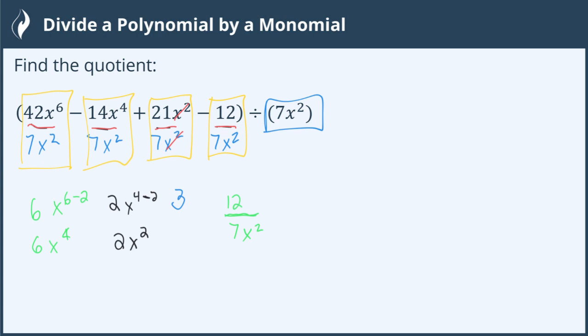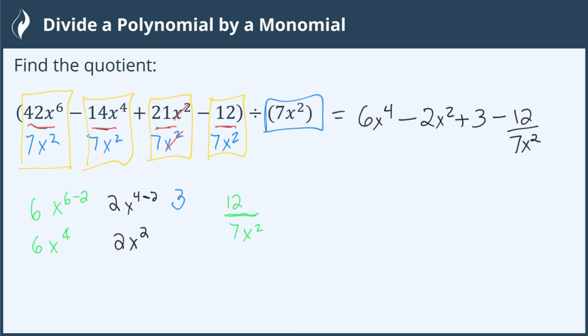That's a remainder. Now I'm going to go back and rewrite my final answer. Why don't we do it this way? So I have my 6x to the 4th minus 2x squared, and the next one was plus 3, and then there we had a minus again, so minus 12 over 7x squared. And that would be our final answer when we divide by a monomial.